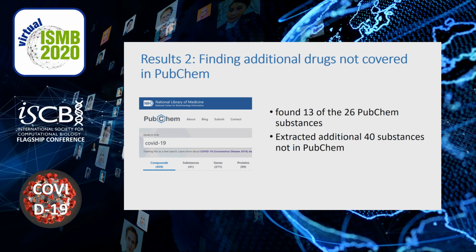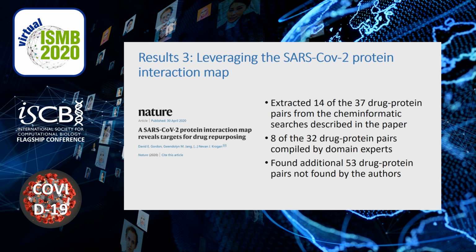When we looked at the proteins tagged as COVID-19 related in the PubChem database, we discovered an additional 40 substances that are not covered in PubChem. Thirdly, when we looked at the list of proteins published in this Nature paper, we not only confirmed some of their findings, but also found 53 new drugs that target the proteins that were discovered in this paper.